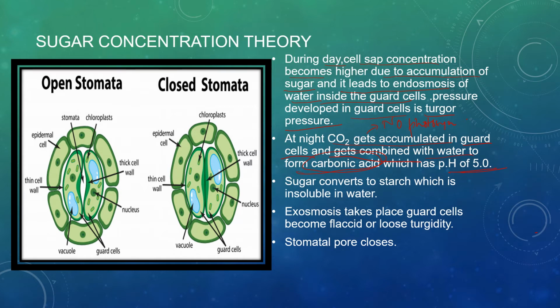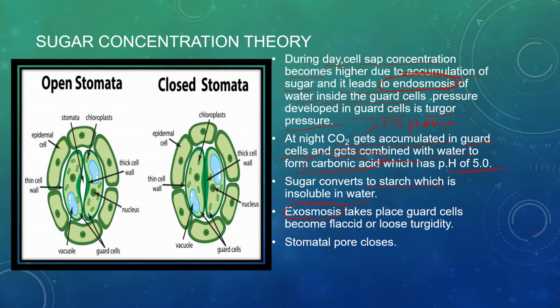Now it promotes the conversion of sugar to starch, which is insoluble in water. So this carbonic acid is promoting the conversion of sugar to starch, which is insoluble in water. Now as a result, what is happening? Here exosmosis is happening. Endosmosis was happening in the daytime.